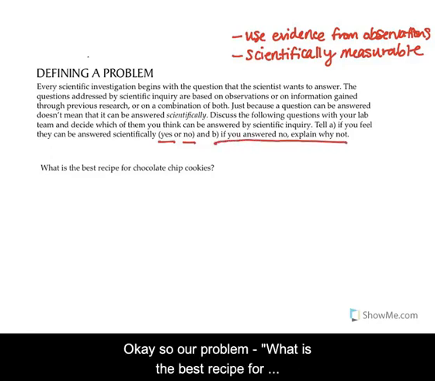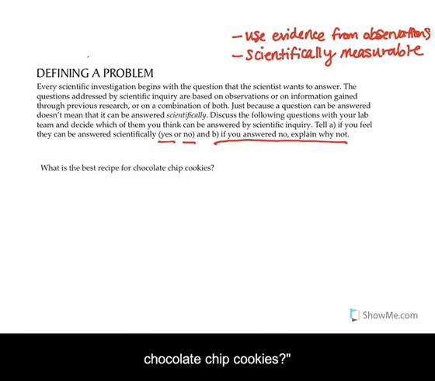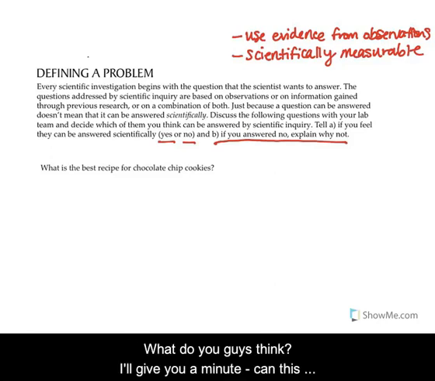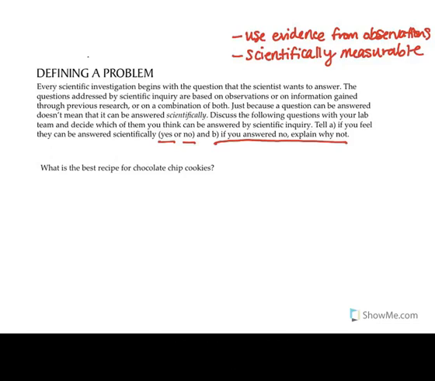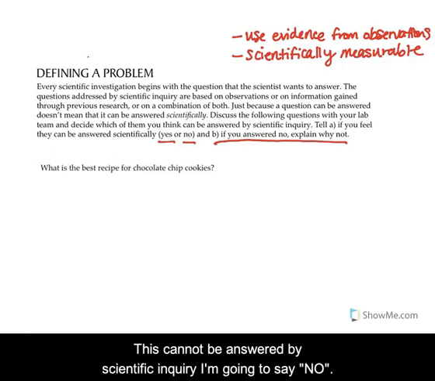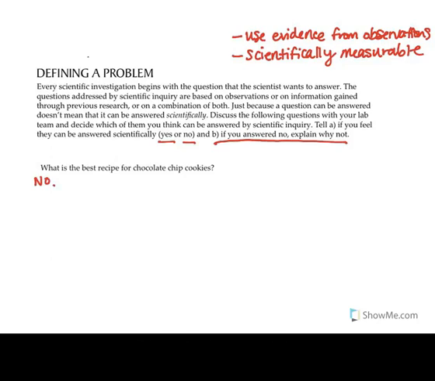Okay, so our problem, what is the best recipe for chocolate chip cookies? What do you guys think? I'll give you a minute. Can this be answered by science? Can we gather evidence from observations? Can we scientifically measure this? So this cannot be answered by scientific inquiry. I'm going to say no. Why? Why can it not?